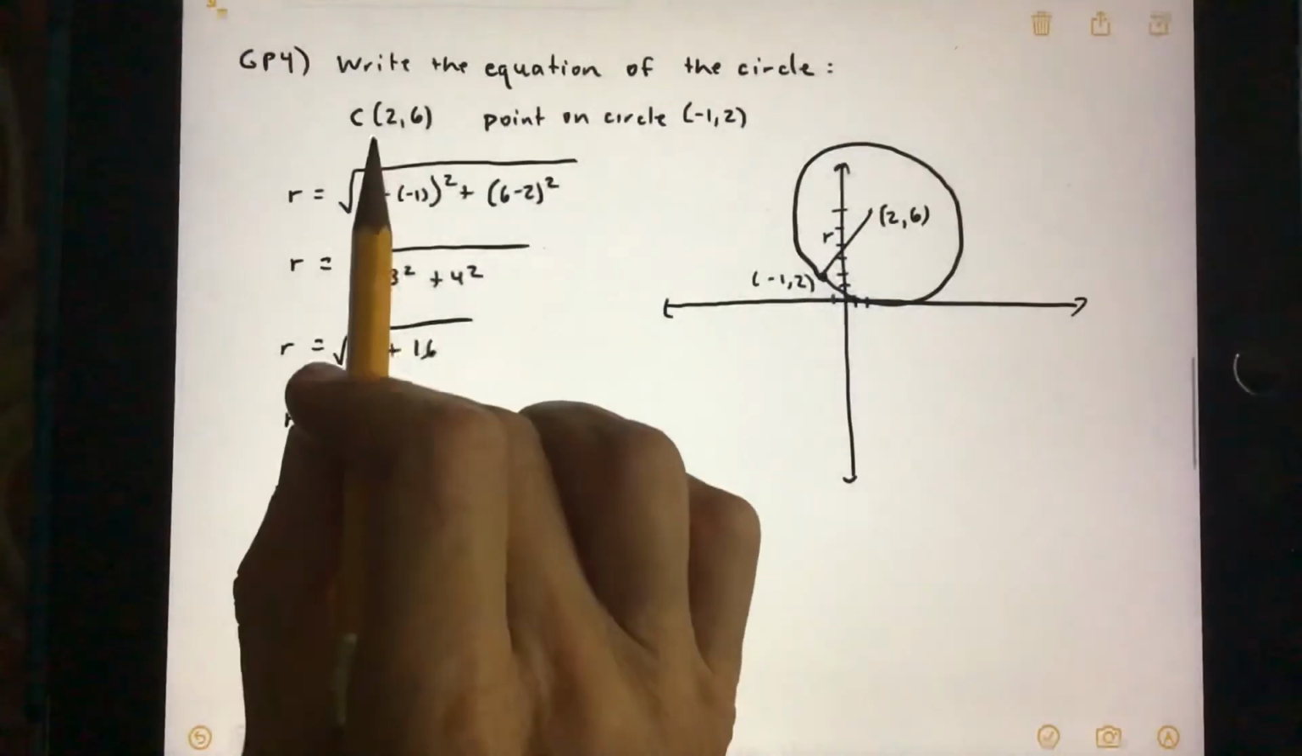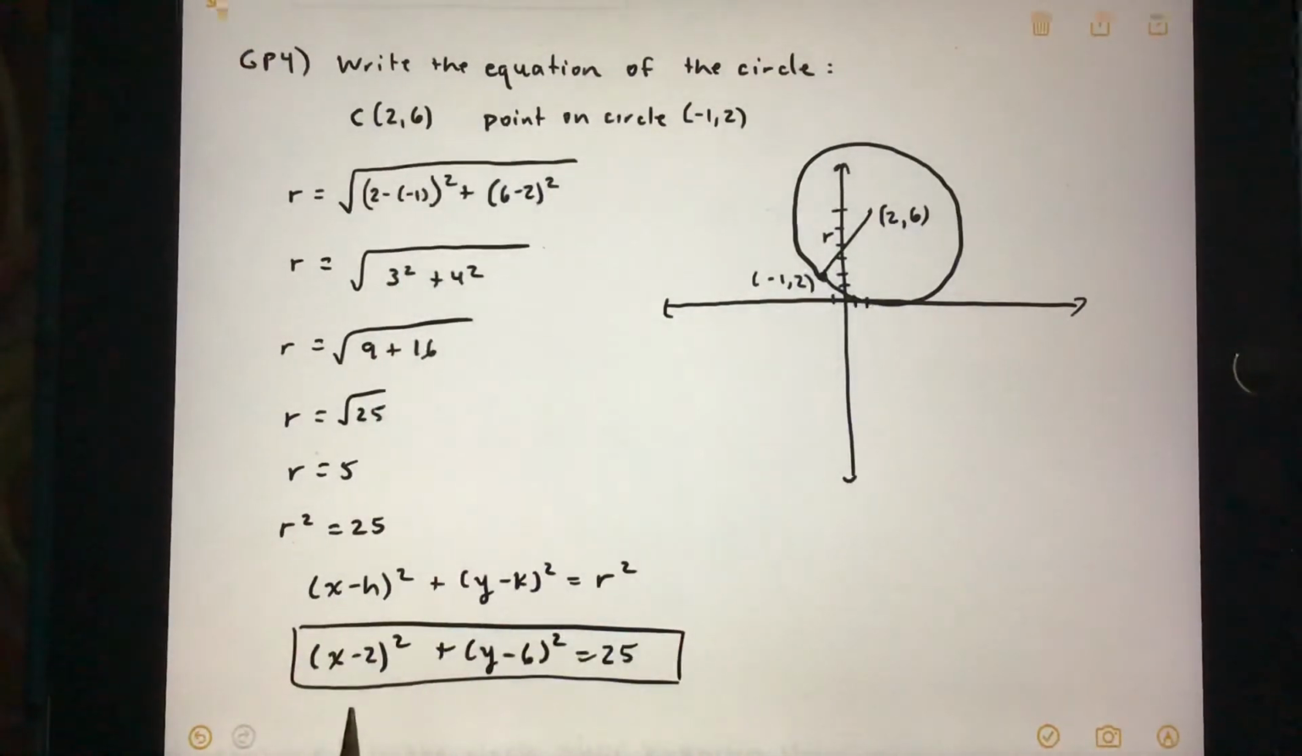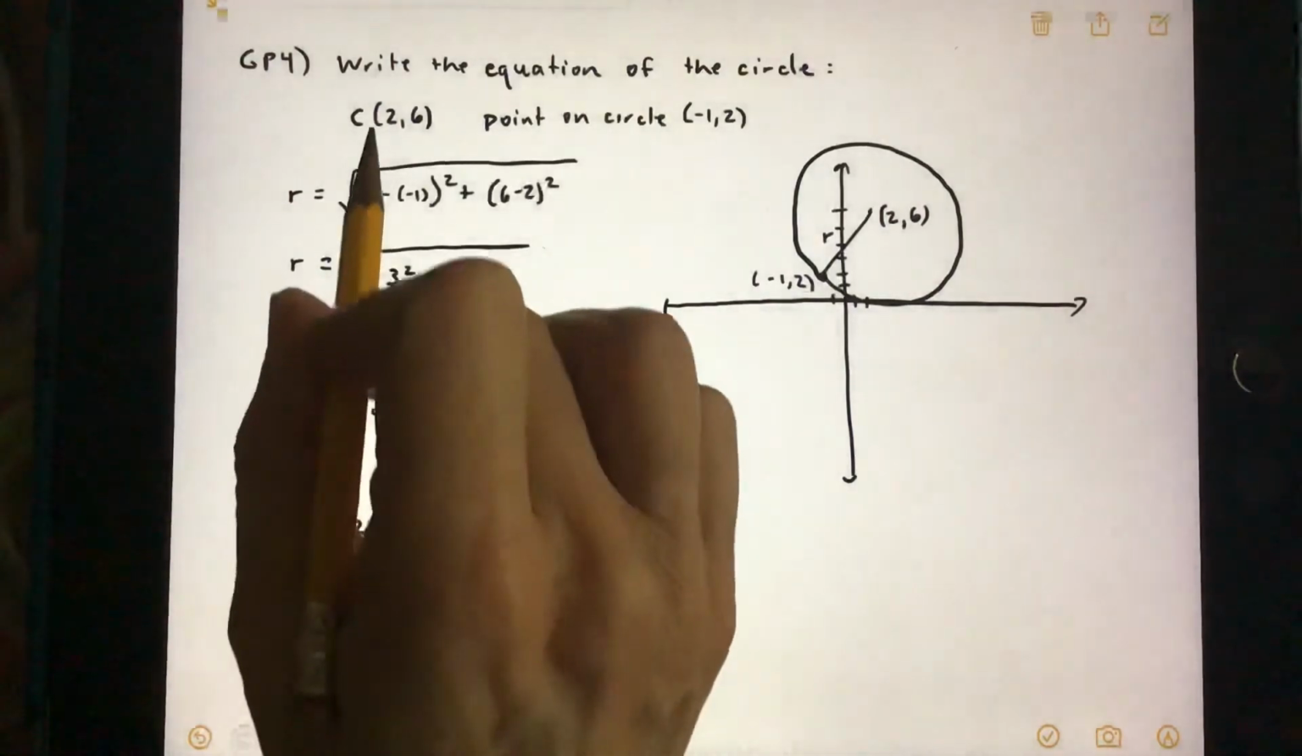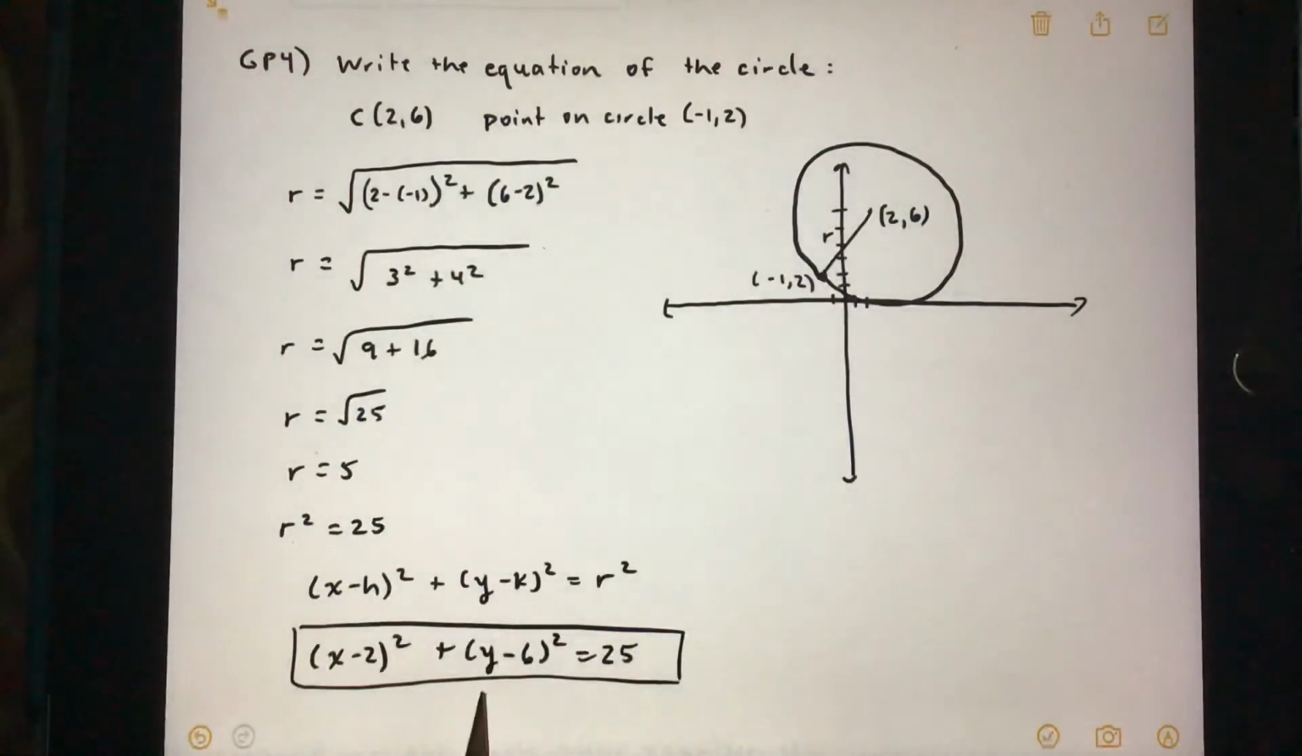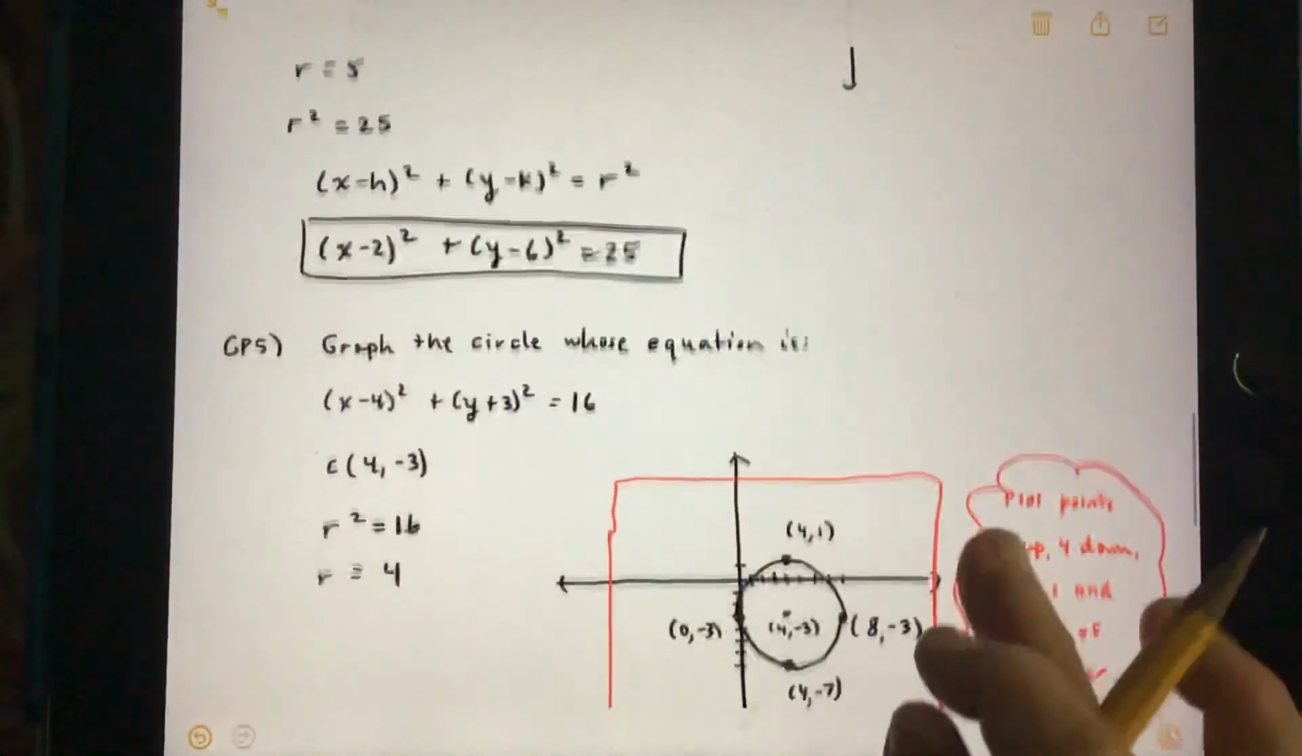And I already have my center given to me, so x minus my h, which is 2 from my center, squared, plus y minus 6 from the y-coordinate of my center, squared, is equal to my r squared, 25. All right, got to practice 5.